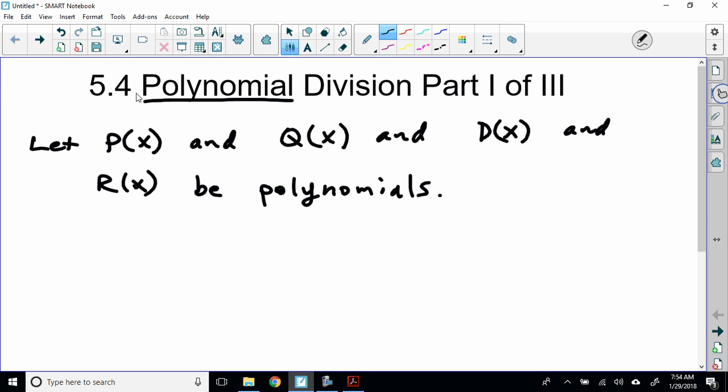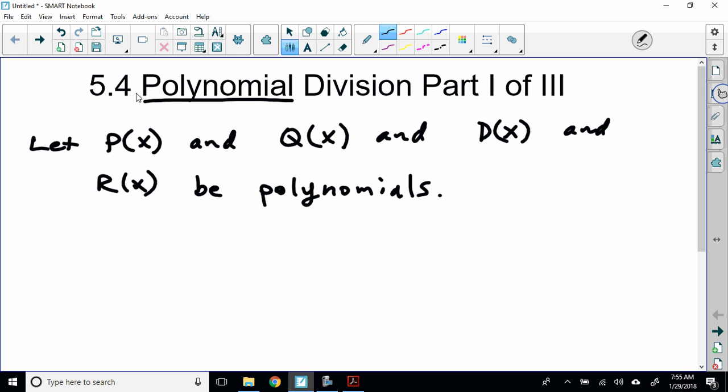There's a reason I picked the letters that I did. P of x stands for polynomial. Now we're talking about dividing. So if you think about the letters Q, D, and R, they're related to dividing. They correspond to parts of division. Anybody remember any parts of division when you divide something? There's terminology that you got to know, and we're going to be covering that primarily today.